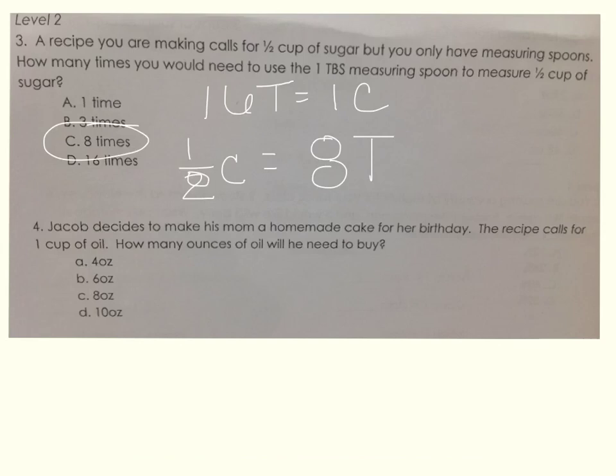Jacob decides to make his mom a homemade cake for her birthday. How sweet of Jacob. The recipe calls for 1 cup of oil. How many ounces will he need to buy? Well, now we have to go from cups to ounces. Again, we know that 1 cup is 8 ounces.